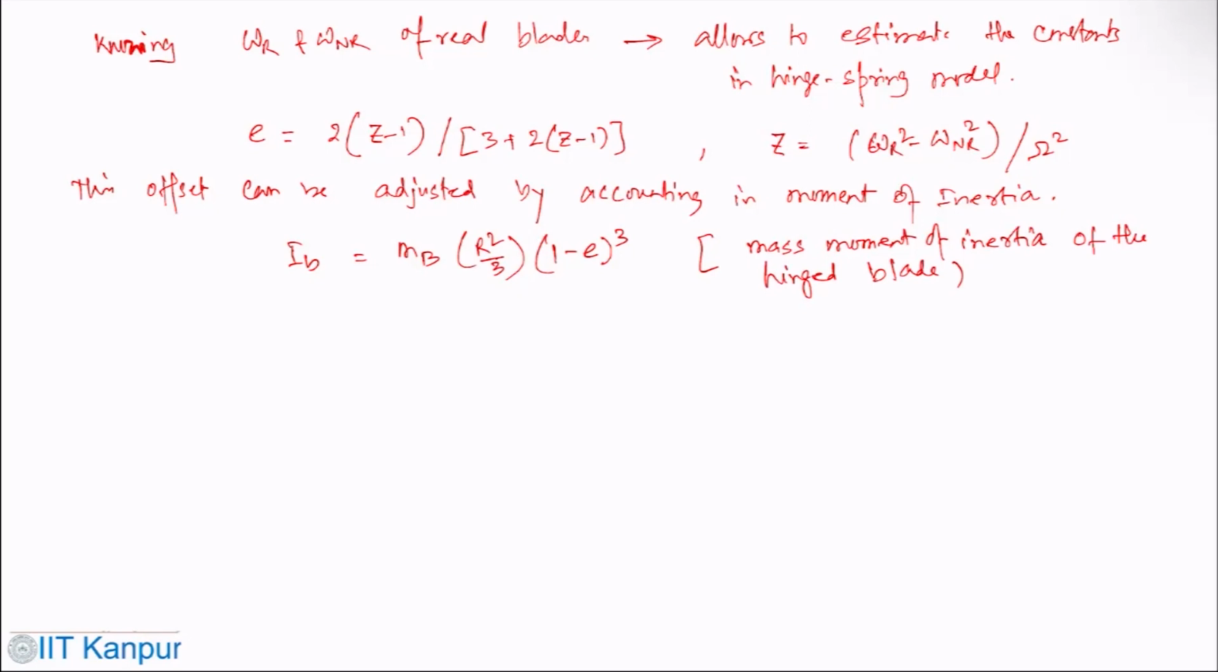So this is where you take into account the flapping spring constant, that is K beta, which can be estimated as omega nr square into IB. Here one has to be careful that the rotating and non-rotating natural frequencies may be calculated by other methods or from measurement data, whatever is available.